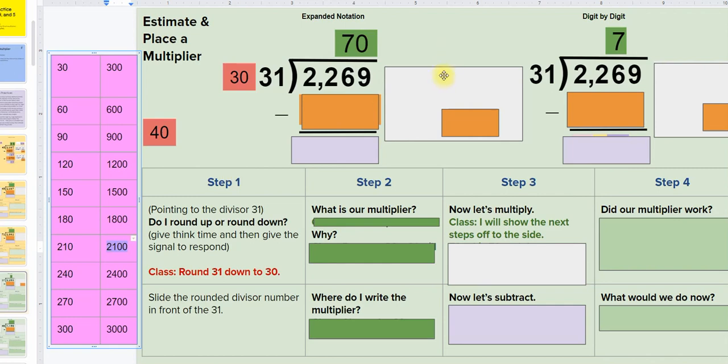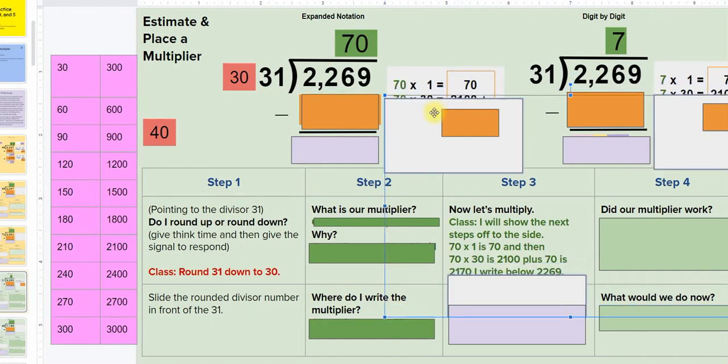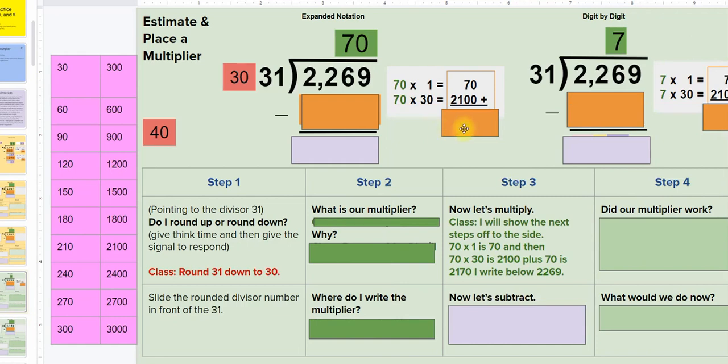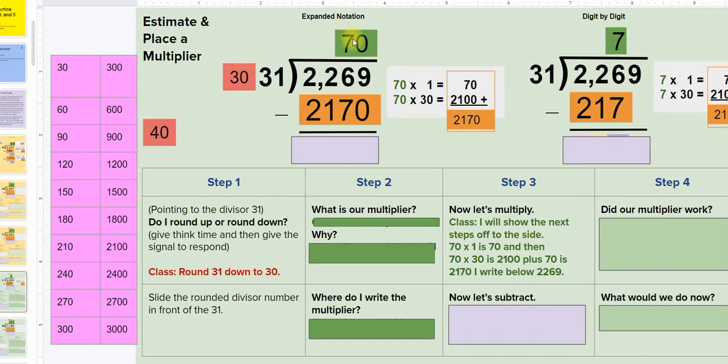Now I'm going to do the real math over here. So we have 70 times 1, class, 70. 70 times 30, class, 2,100. 70 plus 2,100, class, and now they would see that our answer is 2,170. So on the left, 30 times 70 equaled 2,170.